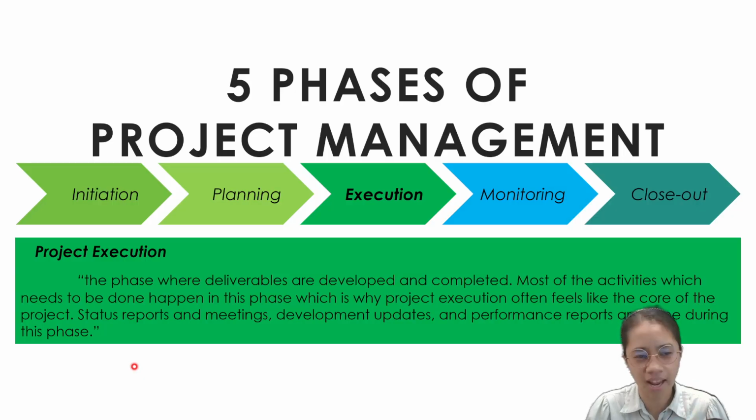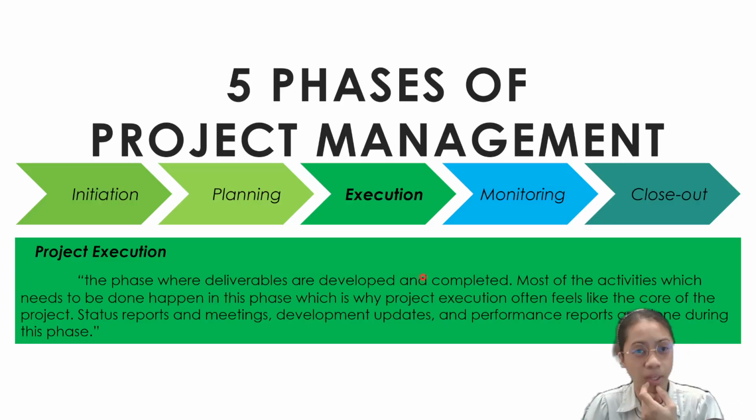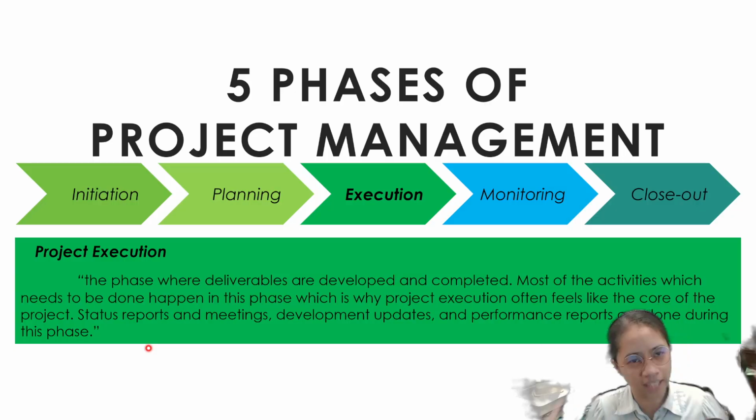So this is the phase wherein the deliverables are developed and completed. Meaning, whatever is planned based on what is designed, this is where it all happens. And this is also called the construction phase, the execution of the plan. Most of the activities which need to be done happen in this phase, which is why project execution feels like the core of the project, because this is where it all happens.